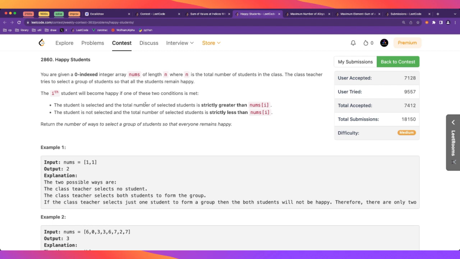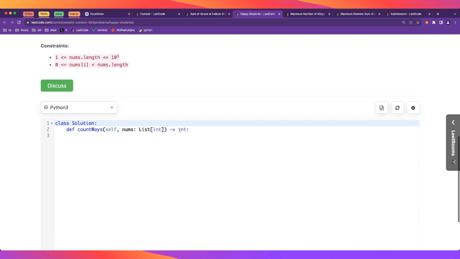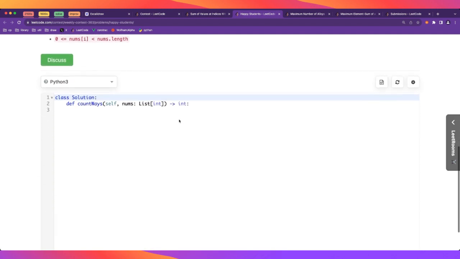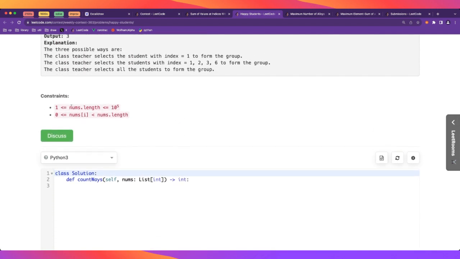Yeah, so here this might be hard to parse, but notice that in both cases we are referring to the total number of selected students. So maybe a way to simplify this, to think about this, is to consider the total number of selected students, right? What if we have that as a number? So there are not that many possibilities.